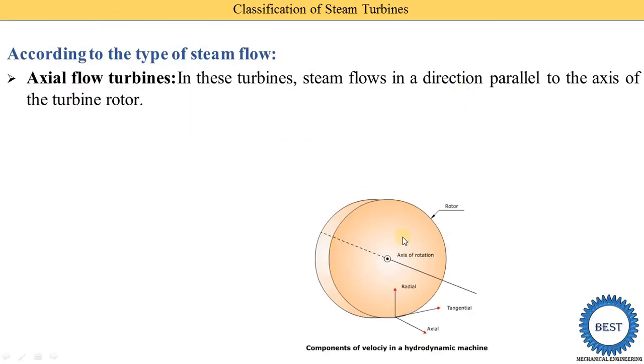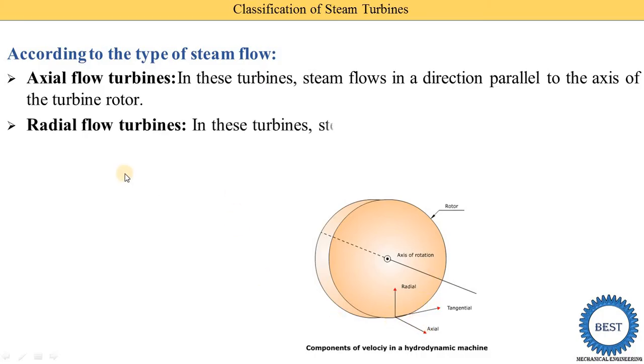Now here you see this diagram. This is the rotor and this is the axis of rotation, meaning with respect to this axis the rotor is rotated, in this direction. Here you see the arrow is indicated. So axial direction means the flow is parallel to the axis of rotation of the turbine rotor. Here you see this line and this line are the same, so it is called parallel.